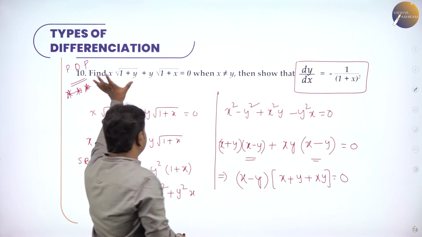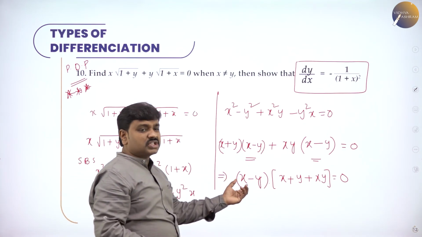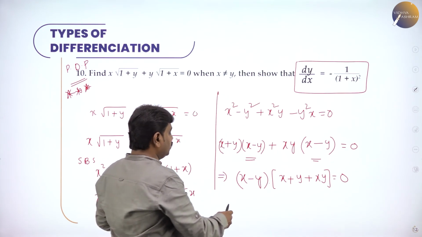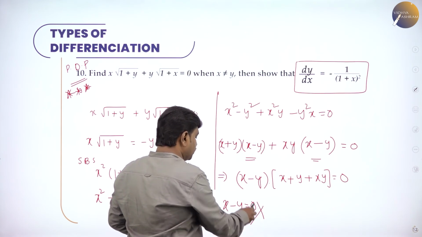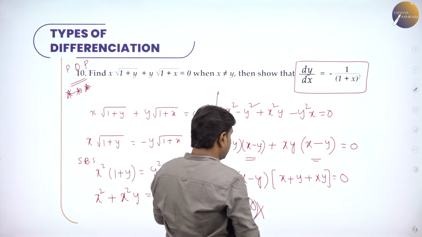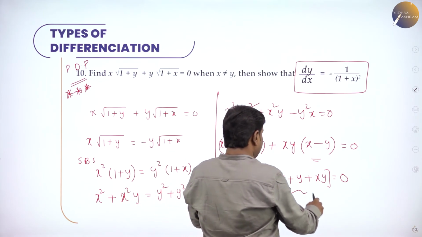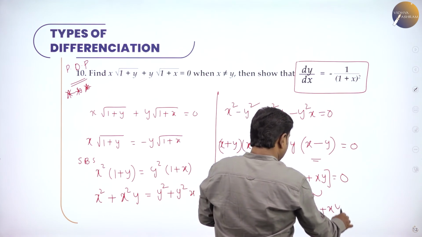So they gave this problem, and we converted it like this. Now the product of two terms is 0. So x minus y I cannot take as 0 because they told x and y are not equal. So x minus y equal to 0 is ruled out. This is not possible. Why? Because they told x and y are not equal. If I take this, x becomes equal to y. So only this I can take. What is that? x plus y plus xy equal to 0.